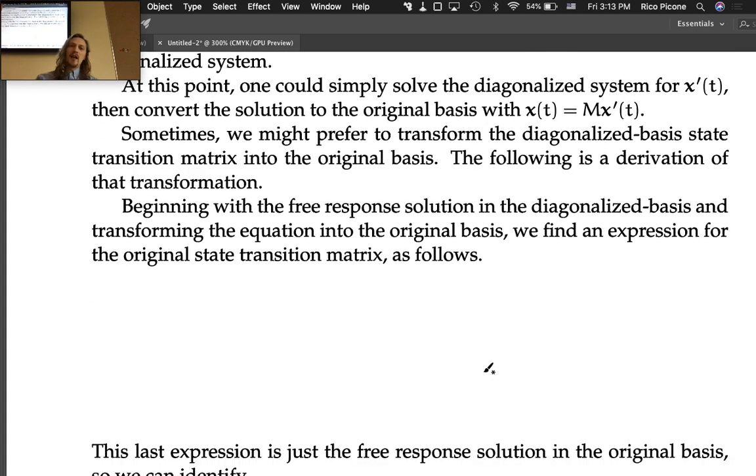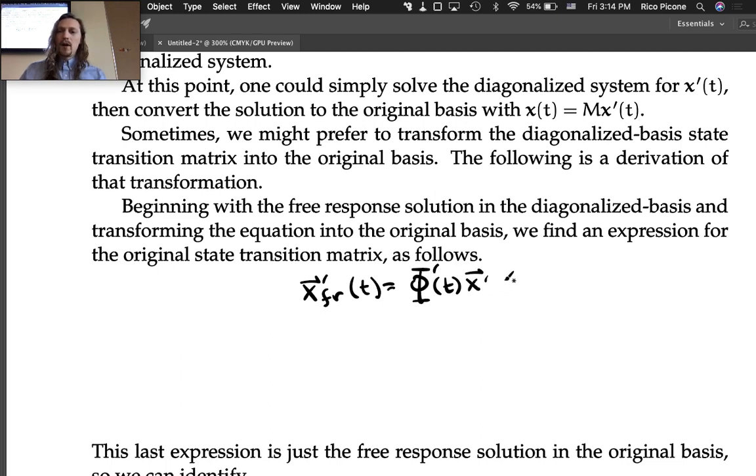I'm going to do that by beginning with the free response solution in the diagonalized basis and transforming the equation into the original basis, which gives us an expression for the original state transition matrix. This is a fun little derivation. We start off with the free response in the primed coordinates. By definition, this is phi prime of t, x prime of 0. These are the primed initial conditions. Everything's primed.